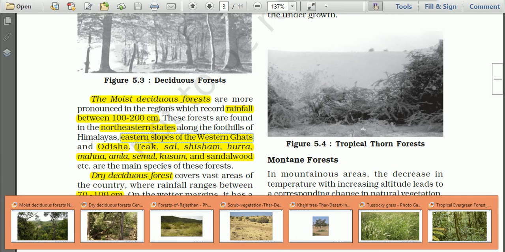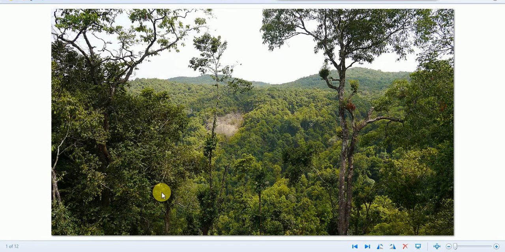And we have a photograph showing this moist deciduous forest. This is a photograph showing moist deciduous forest in northern Western Ghats, in the northern part of the Western Ghats.